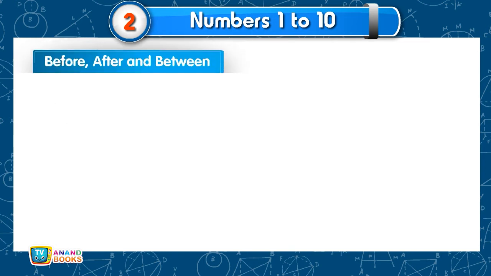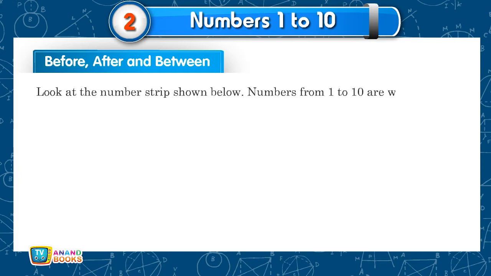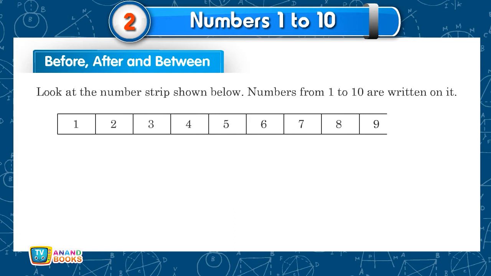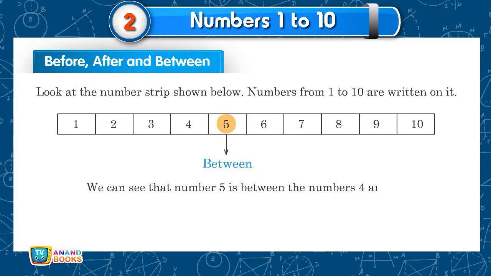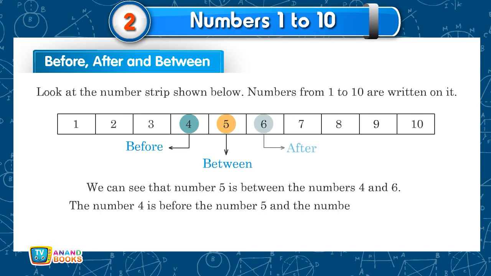Before, after and between. Look at the number strip shown below. Numbers from 1 to 10 are written on it. We can see that number 5 is between the numbers 4 and 6. The number 4 is before the number 5 and the number 6 is after 5.